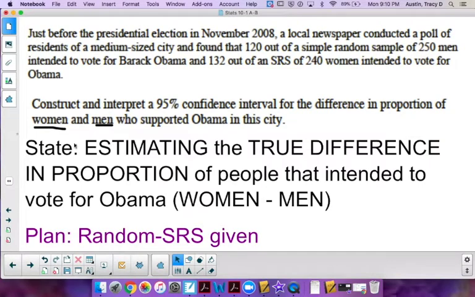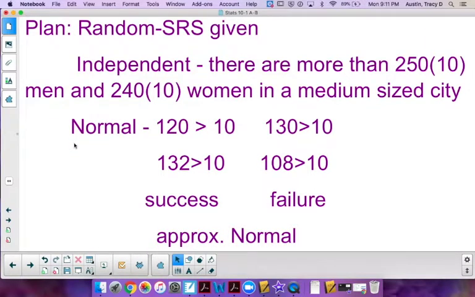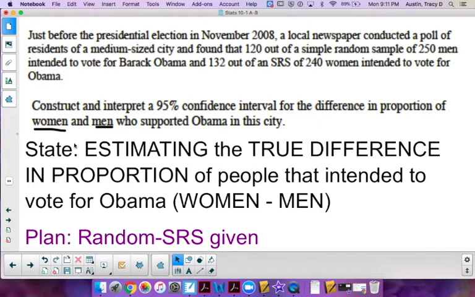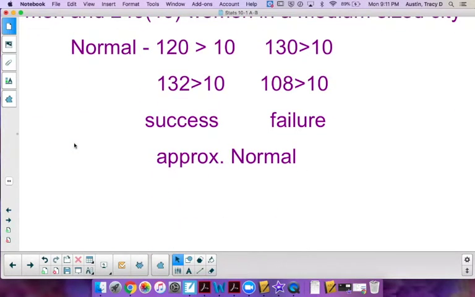Okay, so I'm going to go ahead and get the decimals to begin with to make life easier. So 120 out of 250. Let's try that again. 120 divided by 250 is 0.48. That makes life easier. That's the men, I think. Yeah. And 132 out of 240, divided by 240, it's 0.55.